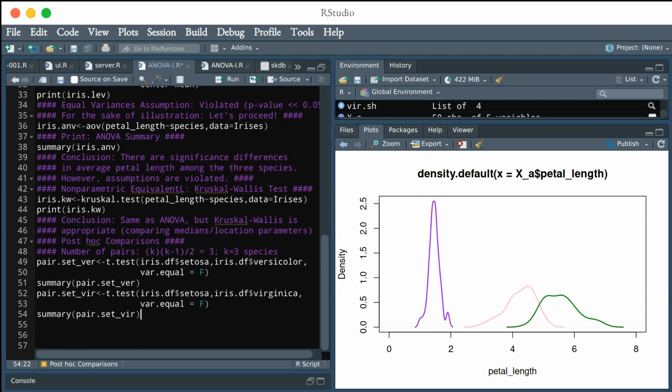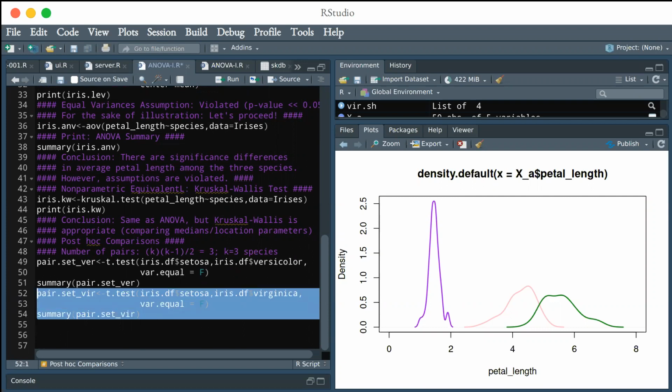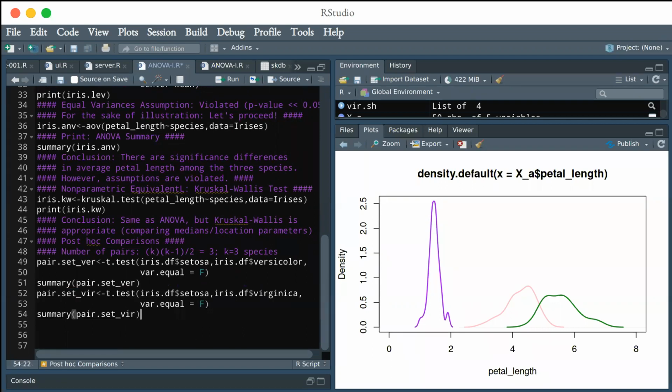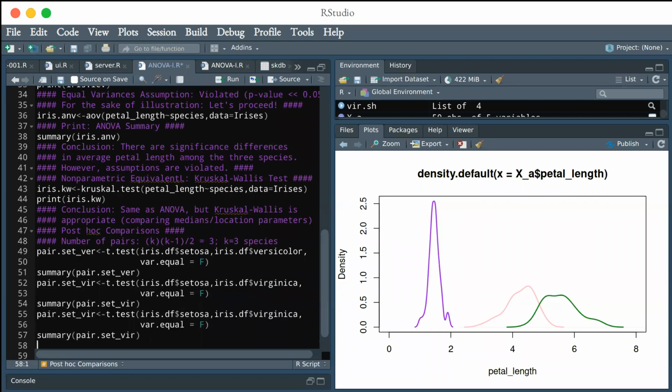And of course, we don't want to do this manually. There are ways to do this using R. You can Google if you are interested. I just don't want to complicate things. The last pair would compare Versicolor to Virginica.